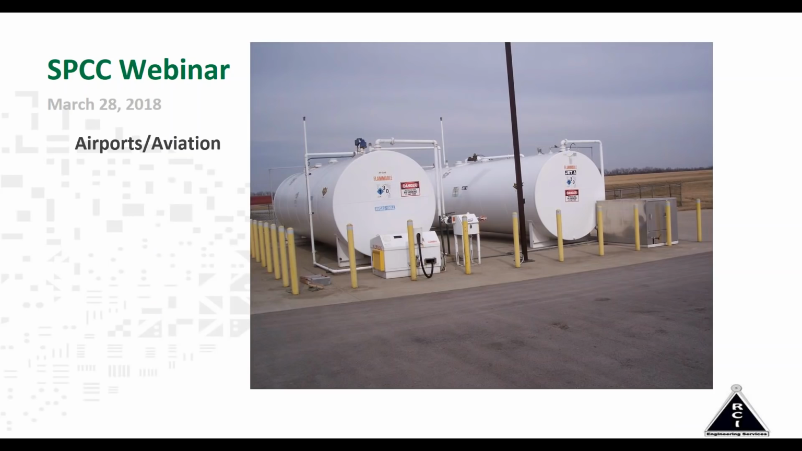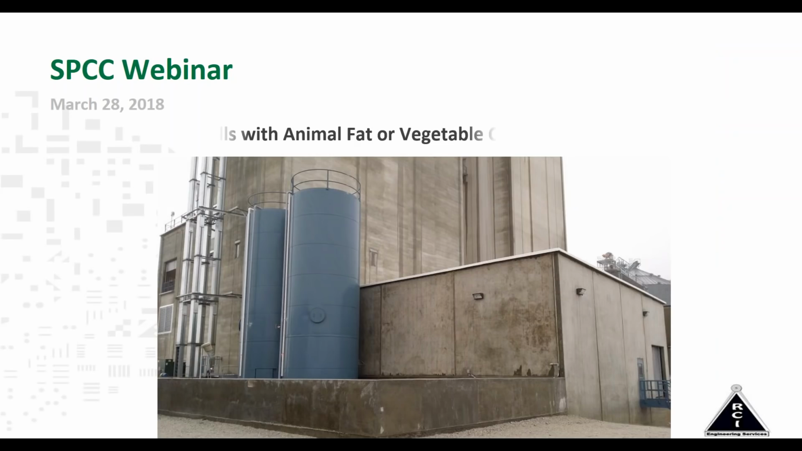Airports and aviation: we do have quite a few clients that are refueling aircraft, and a great number of those tanks are above ground and fairly large, so they do fall under the rule. Animal feed production facilities, feed mills with animal fats or vegetable oil tanks. Again, animal fats and vegetable oils are considered oils, even though they may be edible or not as hazardous to the environment. They still fall under the SPCC rule.